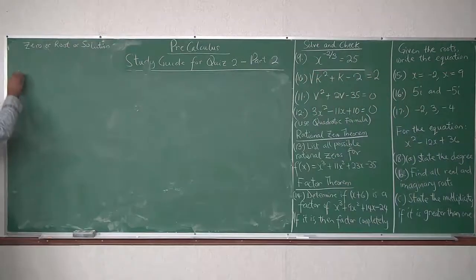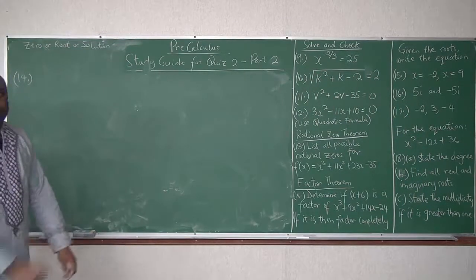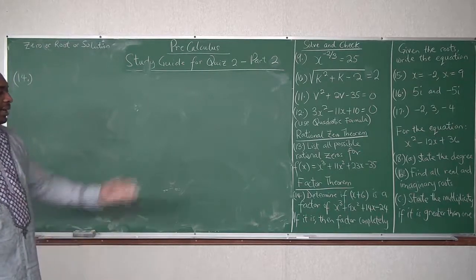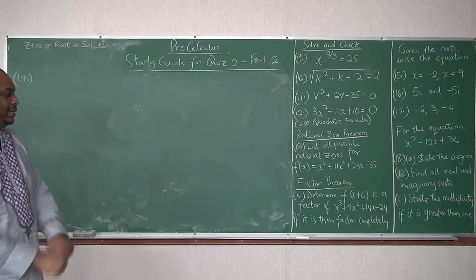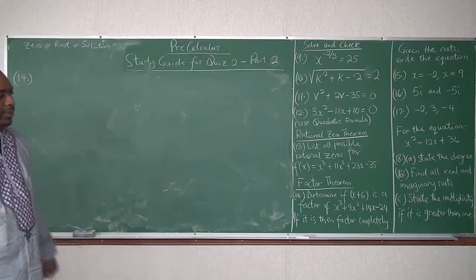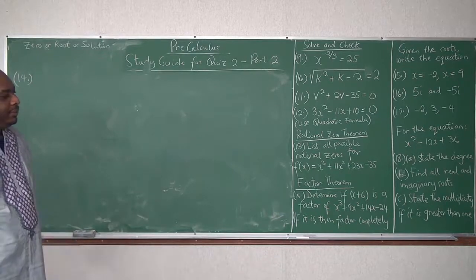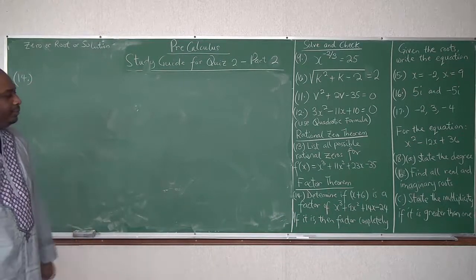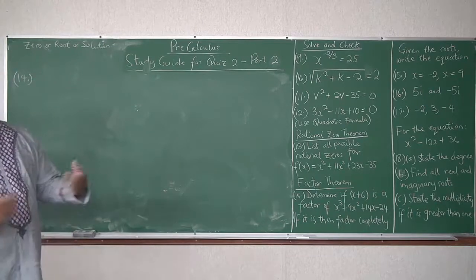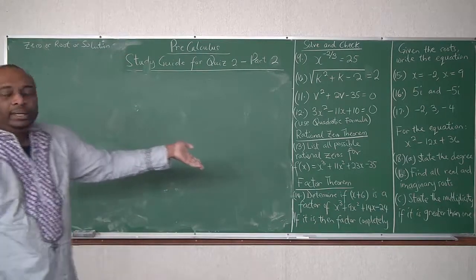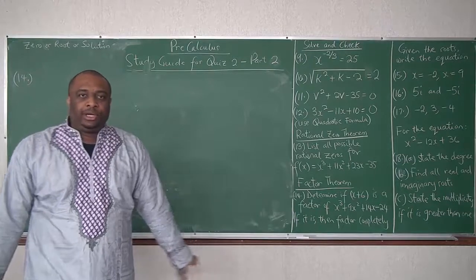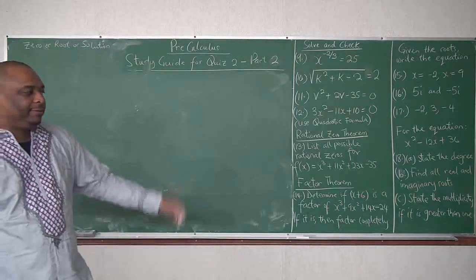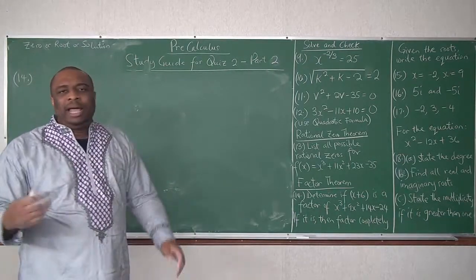Number 14. Question 14. Determine if x plus 6 is a factor of x cubed plus 9x squared plus 14x minus 24. If it is, then factor completely. Factor the polynomial function completely. It's a cubic function.